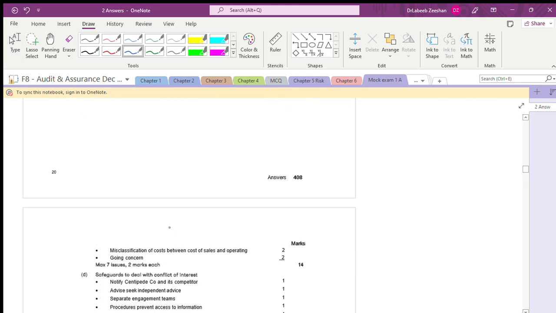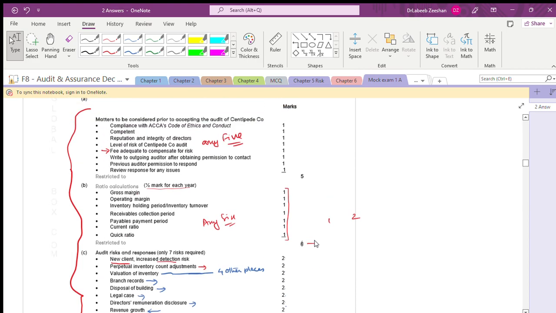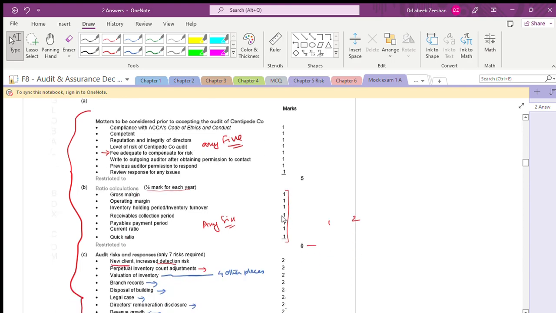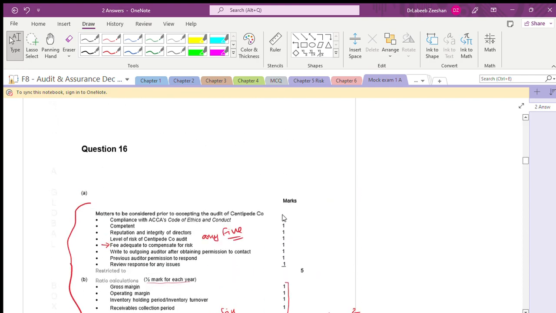They have given misclassification of cost between cost of sales and operating expenses, and they are talking in terms of what? Why do they say it is a going concern? Because there is a legal case, and there are a lot of claims. Is it right? Fine. Now, based on that, we have to make it a point. This is the summary. This is the marking scheme. And now you can imagine they will give it point to point.